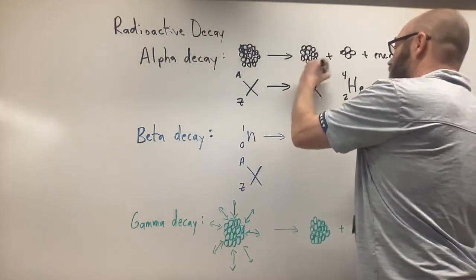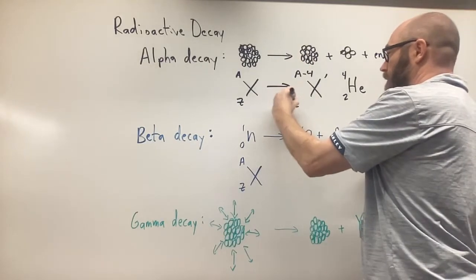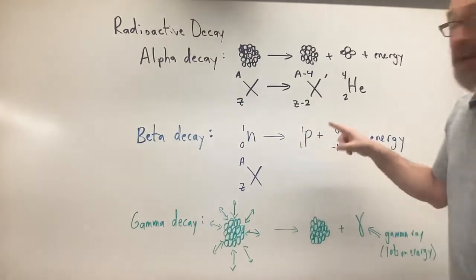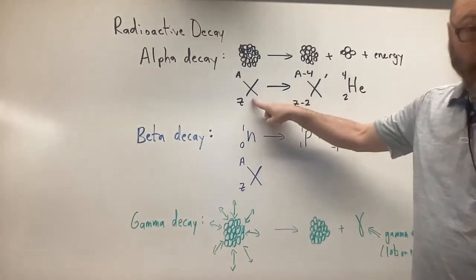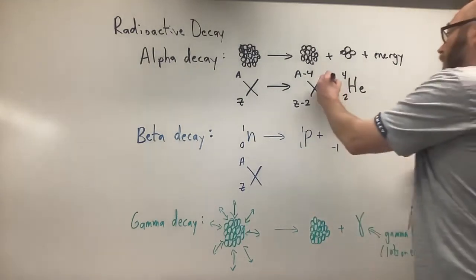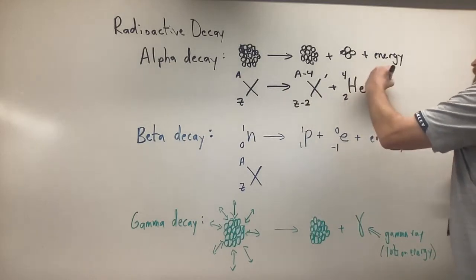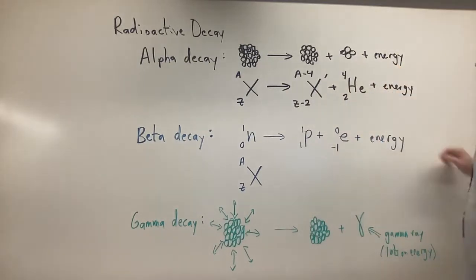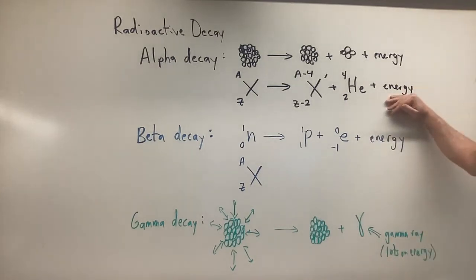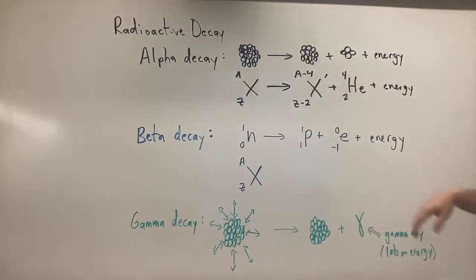My new thing is going to be A minus 4, and this would be whatever Z minus 2 is. And if you wanted to know what that is, you have to get a periodic table and look it up. So you would start with some element, and then it would decay, and then you get some new element, okay? But when this happens, there's also going to be energy that's released. Sometimes they call this a neutrino. Sometimes they just say it's some extra energy, but there is going to be some energy released.